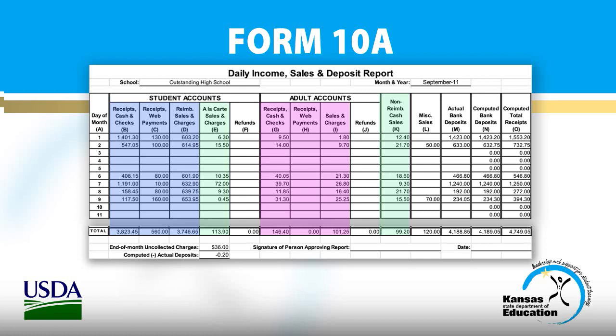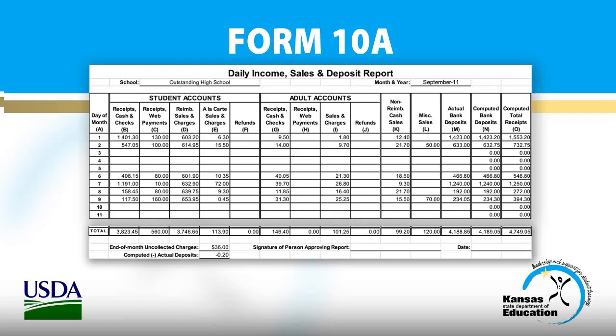To facilitate meeting this requirement, adult staff members should not purchase meals or a la carte items from a family account. At the end of each month, the revenue for each column on the daily income, sales, and deposit report should be totaled. The total deposits on this sheet should correspond with the totals of the bank deposit slips. Now I'll provide answers to some frequently asked questions about the daily income, sales, and deposit report.